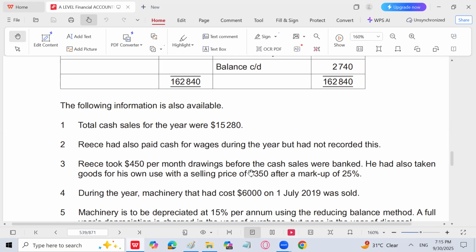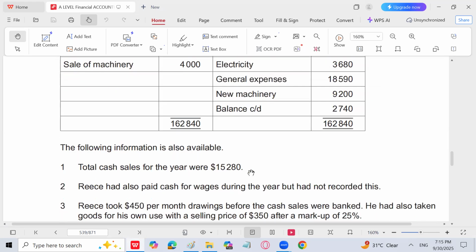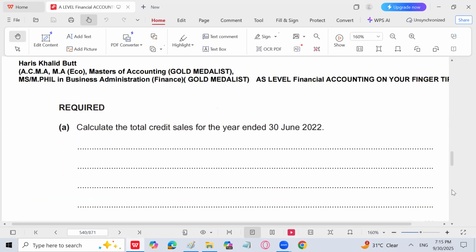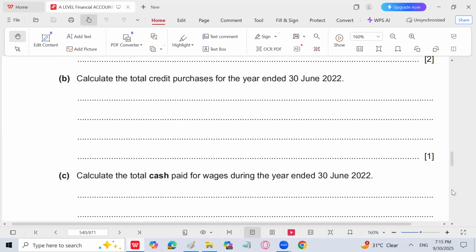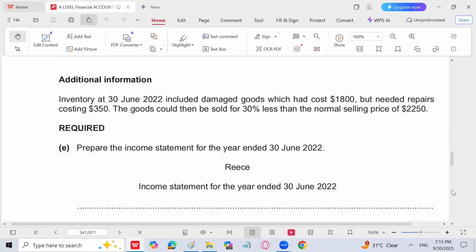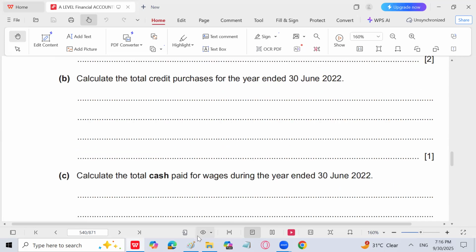But always remember that when the cash account is prepared, cash banked will always be given in the question, which will come on the debit side of the bank account, 7170, and the credit side of the cash account. Let's calculate the total credit sales for the year ended, calculate the total credit purchases for the year ended, calculate the total cash paid for wages during the year. For that, I have to prepare the cash account, calculate the depreciation charge for the year, and then I'm going to prepare the income statement. So that question has come in October, November 22, 23. So let's do that.